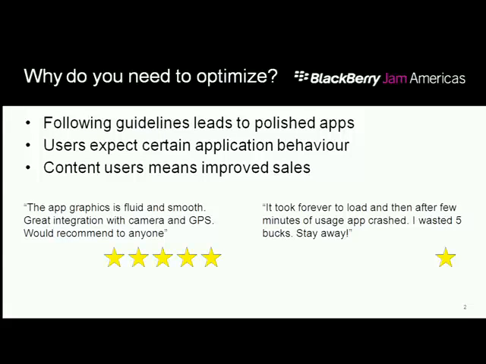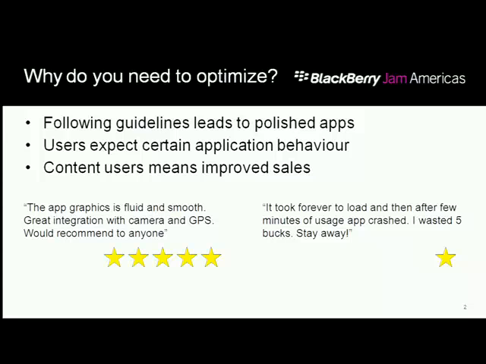So I have two examples of reviews on App World here. The first one says that the app graphics are fluid and smooth, it's great integration with camera and GPS, I'd recommend it to everyone. It's got 5 stars. Whereas the next one, it took forever to load. After a few minutes of usage, the app crashed. I wasted $5, and it's only got a single star. So as a user, you'd obviously gravitate towards the application with the 5-star review. And as a dev, you're looking to get those reviews.